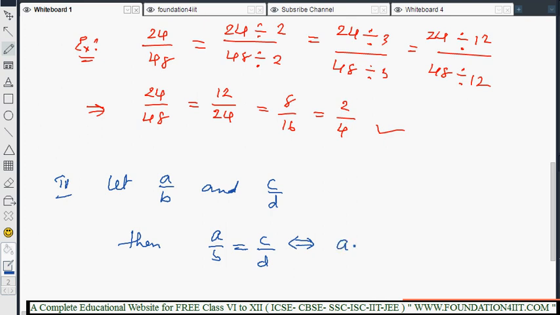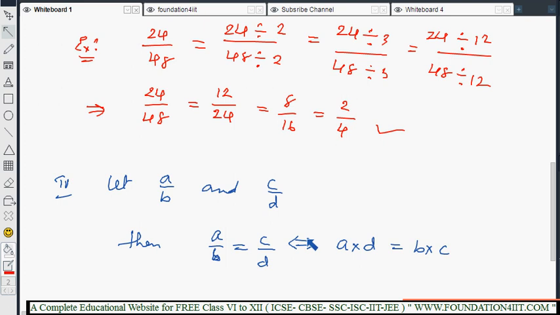a into d, this is nothing but cross multiplication, a into d is equal to b into c. So this is also another property in rational numbers. If a by b is equal to c by d, that implies a into d is equal to b into c. So we just did a cross multiplication. A into d is again equal to c into b. So using these three properties we can write equivalent fractions.